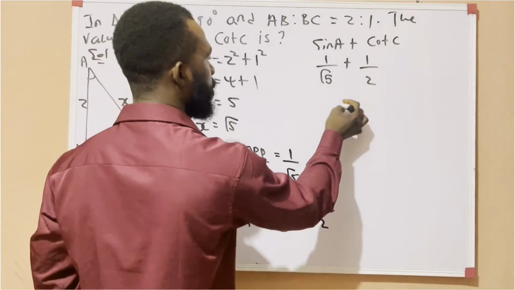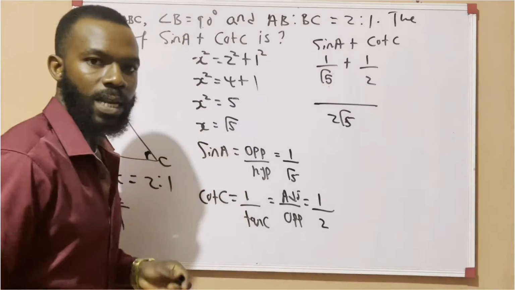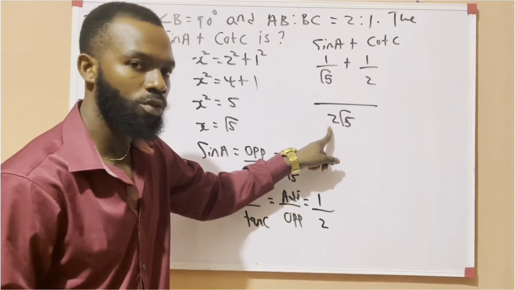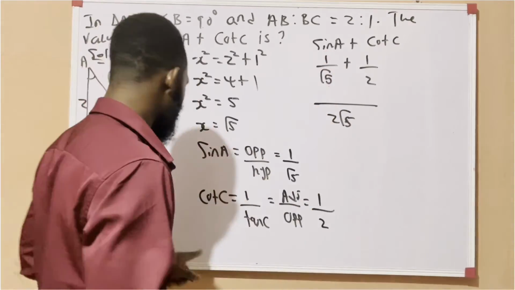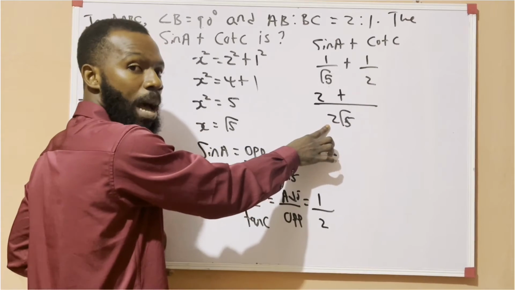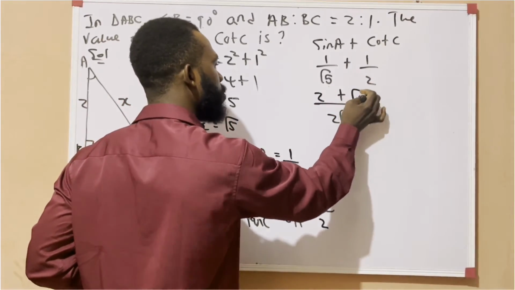So class, we're going to have LCM to be 2 root 5. Now let us solve. When root 5 cancels out root 5, I'm going to have 2. Now the 2 multiplies 1 to give me 2. Plus, when 2 cancels 2, I'm going to have root 5 left. When root 5 cancels 1, I'm going to get root 5.